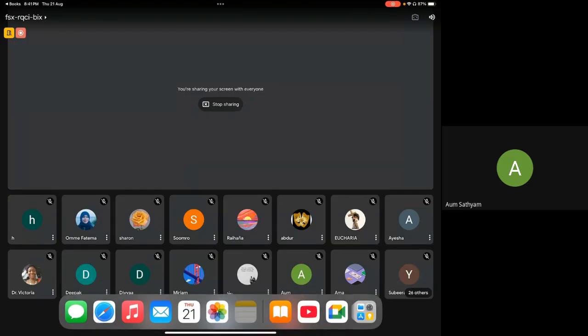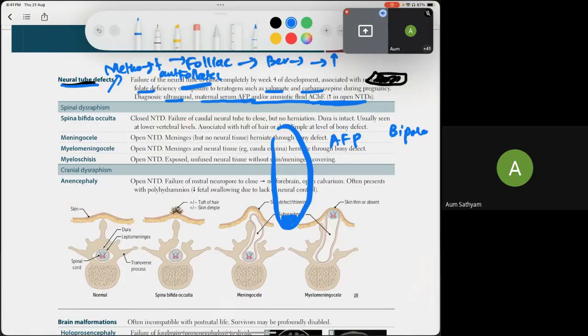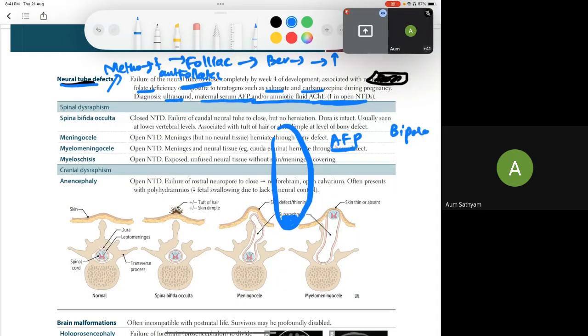Okay, so we were discussing that if we have open neural tube defect, so the alpha fetoprotein, which is basically a protein of a fetus, it would just leak out into the amniotic fluid. So the amniotic fluid would be having a lot of AFP. Is it clear? So AFP is going to be elevated. Along with that, the ACHE, that is acetylcholinesterase.